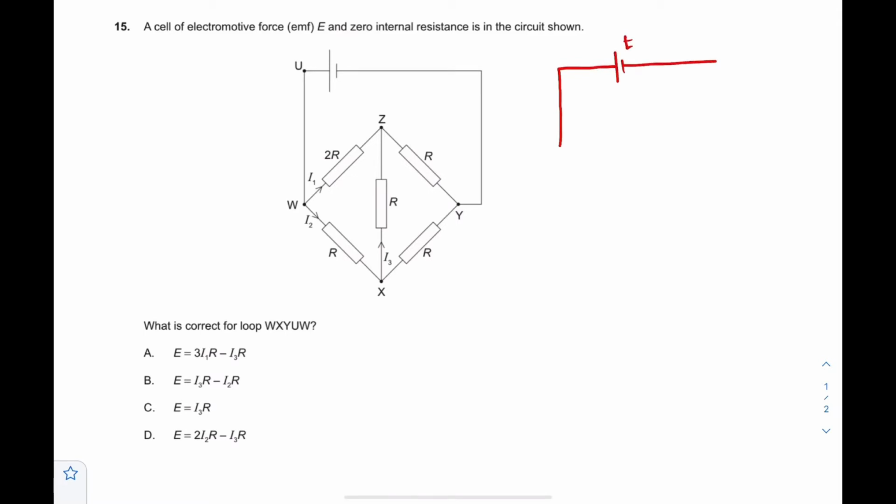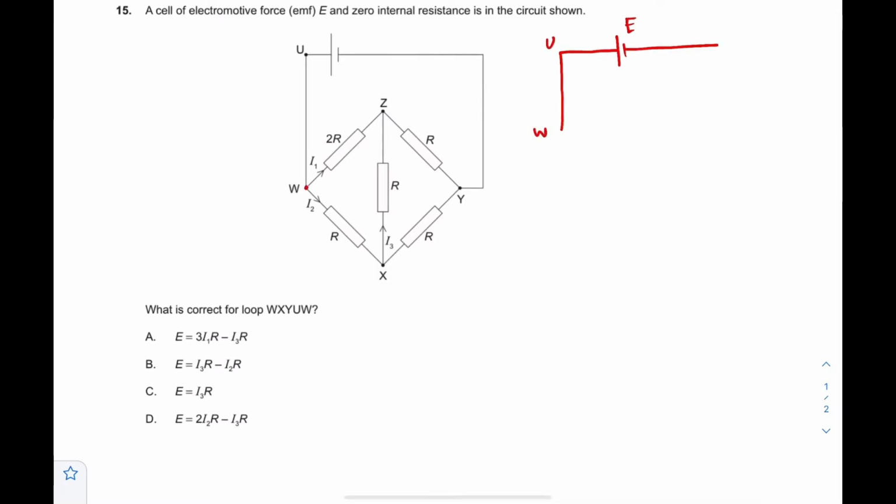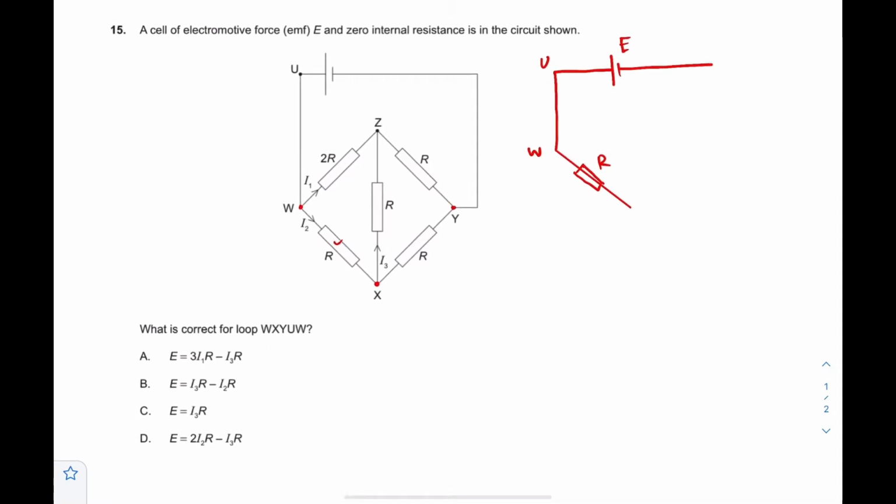So over here, this is EMF E. From U to W, we have nothing. From W to X, in between W and X, we have a resistor R. From X to Y, again we have a resistor R. So this is X, this is Y, again resistor R. And from Y to this point we have nothing, so just connect it. Now we have successfully drawn the loop.